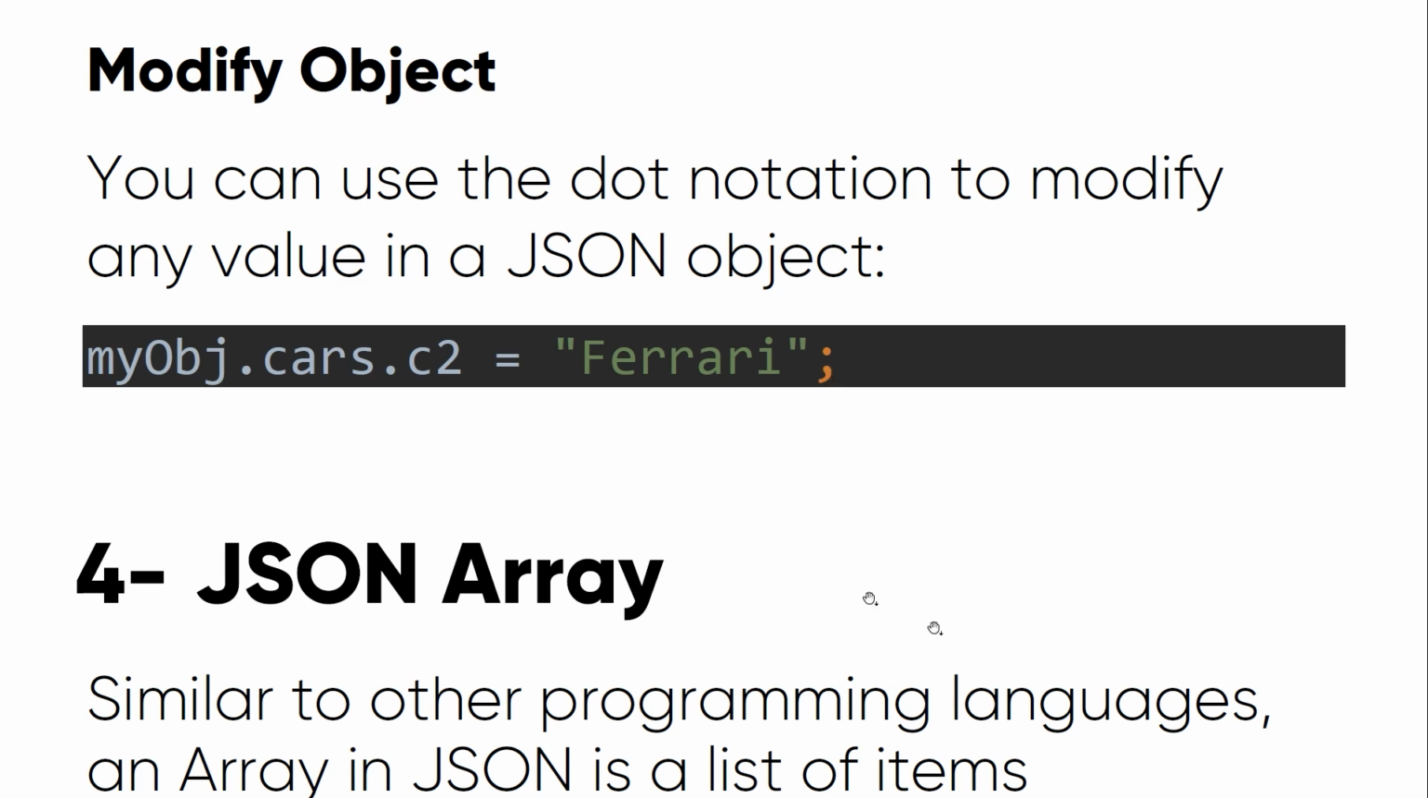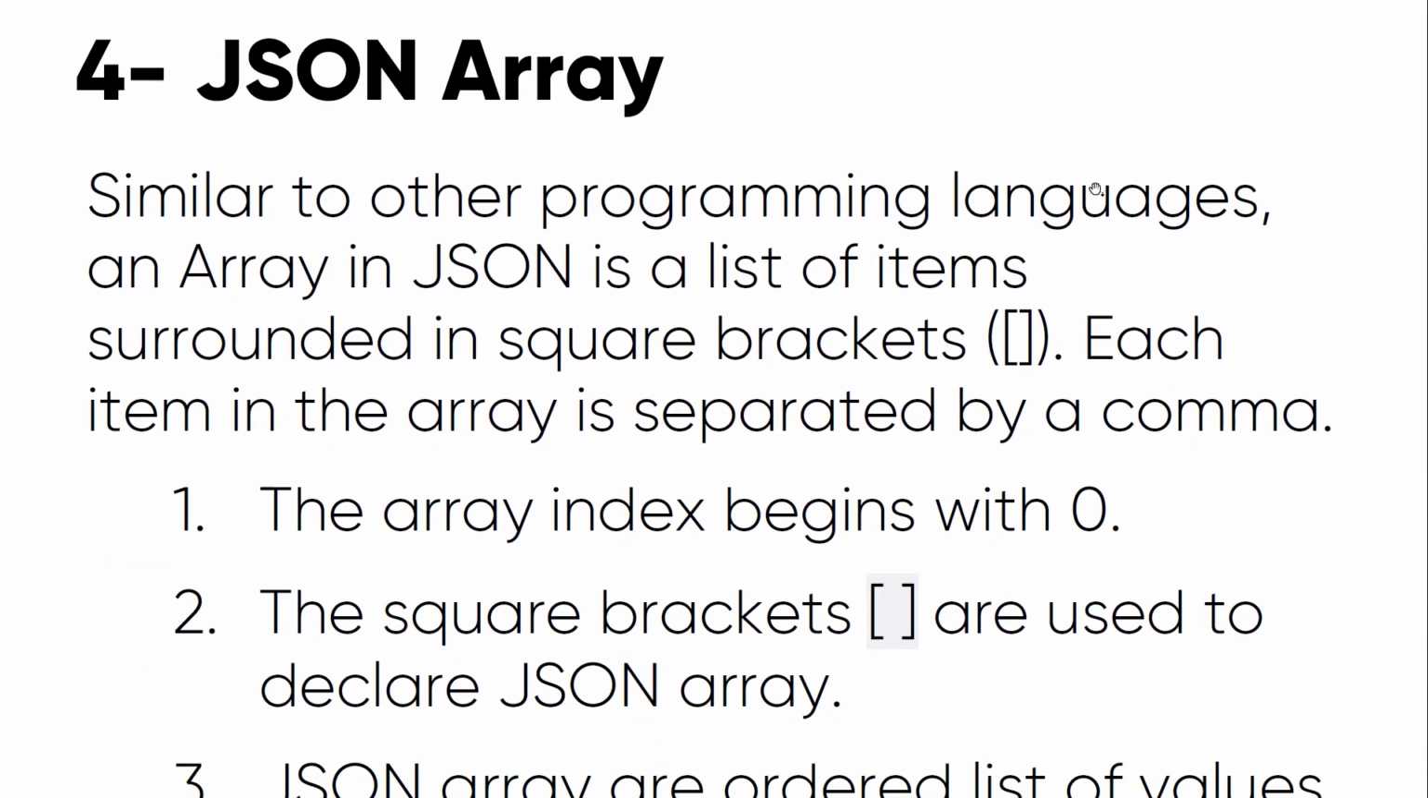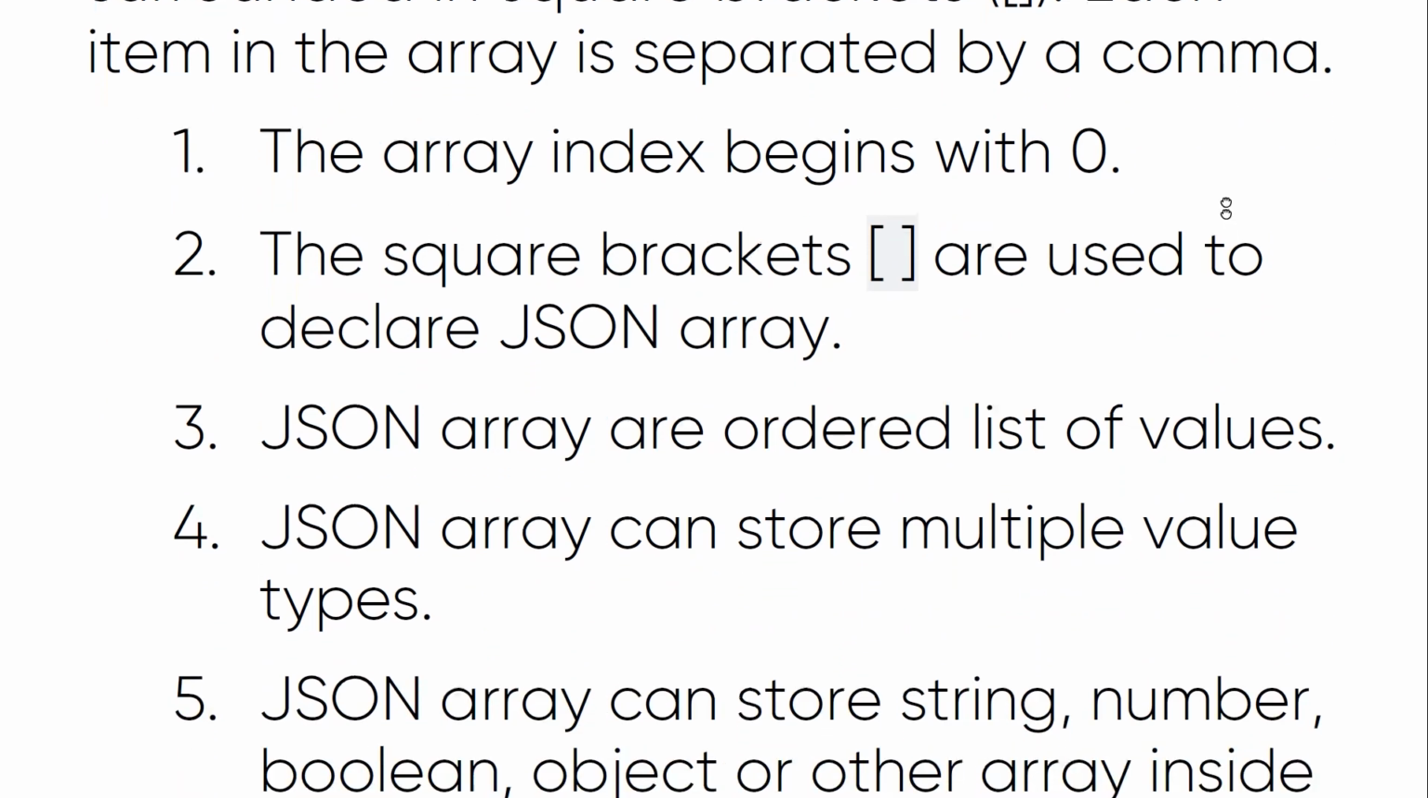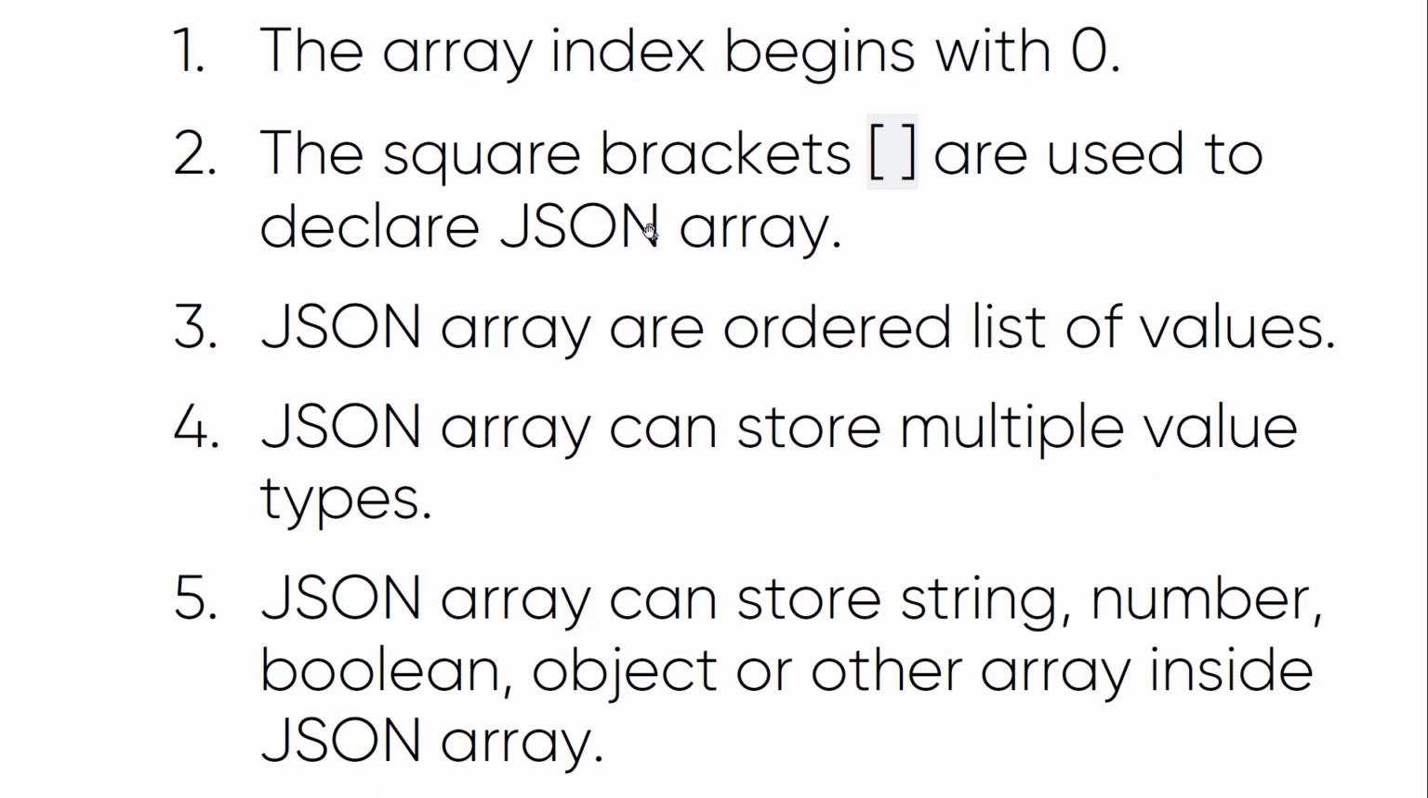Now, JSON arrays. Similar to other programming languages, an array in JSON is a list of items surrounded by square brackets, like this. Each item in the array is separated by a comma. So remember this. The array index begins with zero. The square brackets are used to declare a JSON array. The JSON array is an ordered list of values.